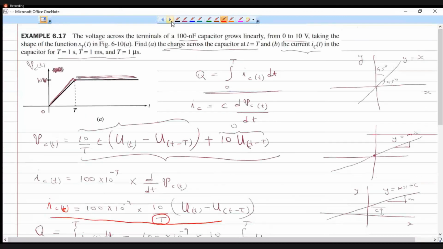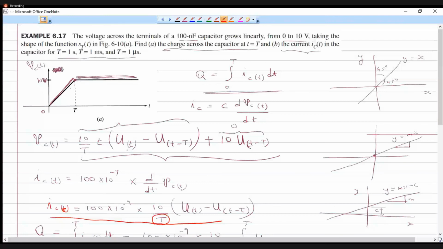Then we stopped with one example in which we have found out the charge across a capacitor. So when we are applying a voltage of the form as shown, the voltage rises from 0 to 10 volt during the interval 0 to T, and then remains at 10 volt across the capacitor. So what is the charge accumulated by the capacitor? That example we have worked out.